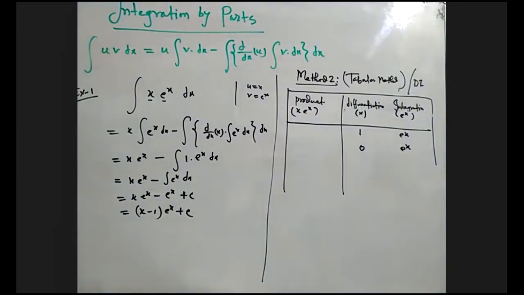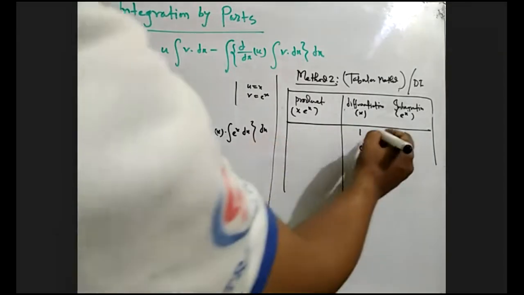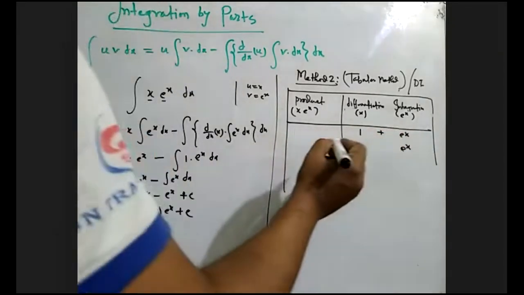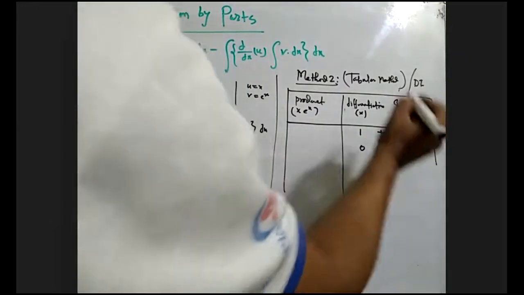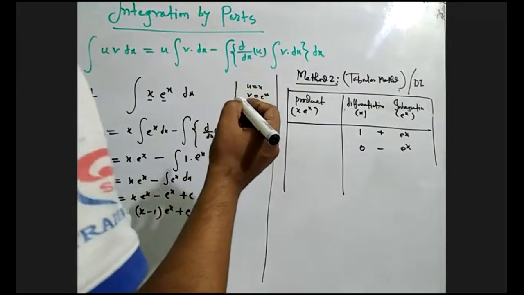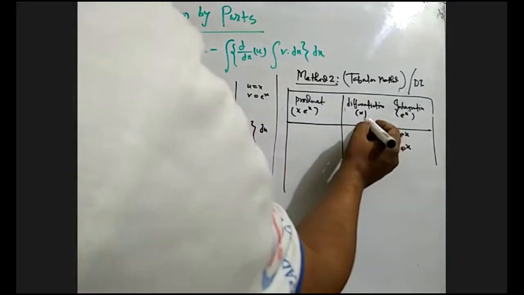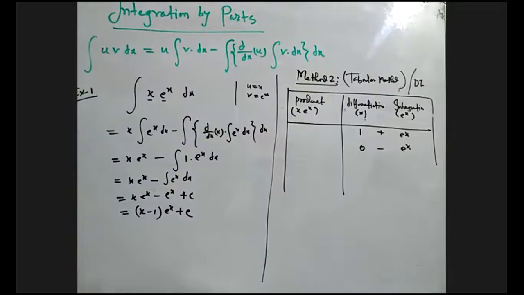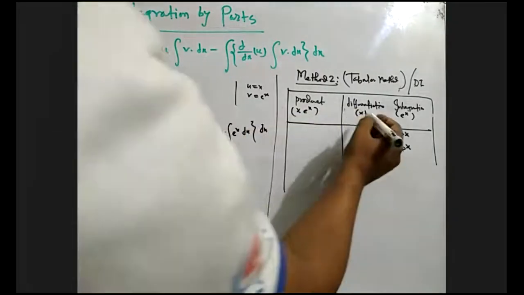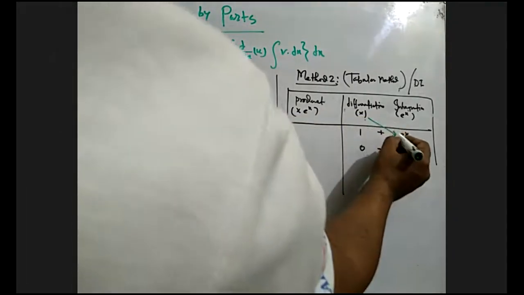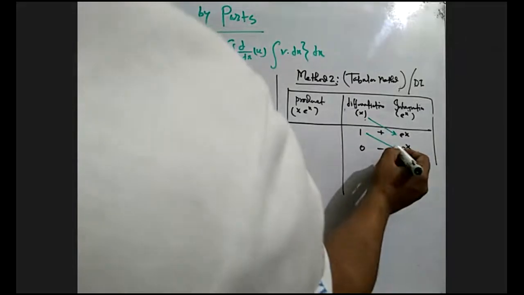Now writing the signs. The first one will be plus, the second one will be minus, in this way. The products will be this x times this one, and this one times this one.